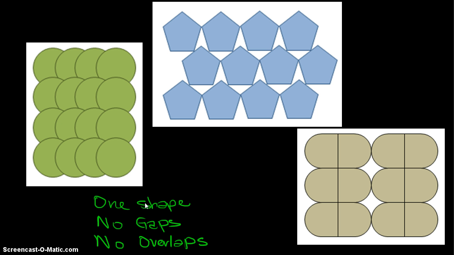Yes, it's only one shape. As you can see, it's a circle. And it has no gaps in between, so this is good. For a tessellation, these three factors have to be in place. So yes, there is only one shape. There are no gaps, but however, can you see that there's actually an overlap? This circle overlaps this, and so on. So it has overlaps. So this is not a tessellation, because of the overlap.